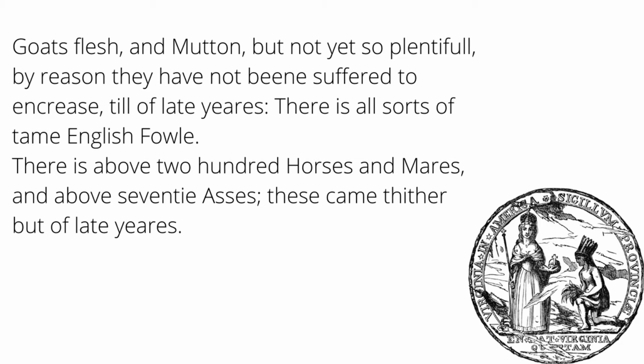There is all sorts of tame English fowl. There is above 200 horses and mares, and above 70 asses. These came thither but of late years. So some of the livestock took a little while to develop, but there appears to be plenty occurring in the agriculture, the livestock market there in Virginia. Bullock goes on to mention that some crops are outperforming those in England.